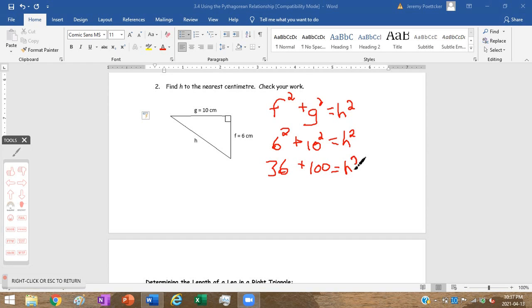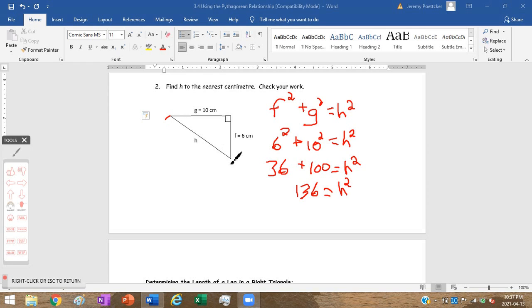All right. Add those two up. That is nice and easy to add. 136 is equal to h squared. So again, if I was looking for a square, the area of the square attached to side h would be 136 centimeters squared. Beautiful, I'm done. But I'm not done because I want to find what this length is.